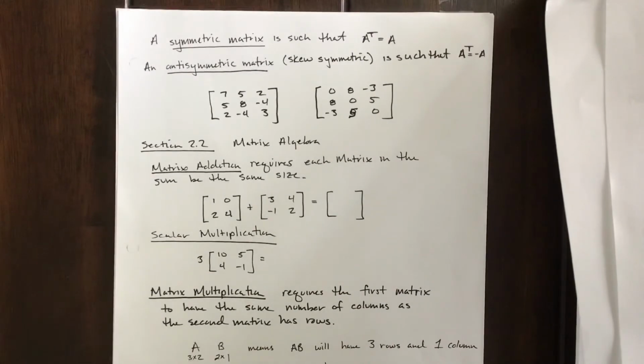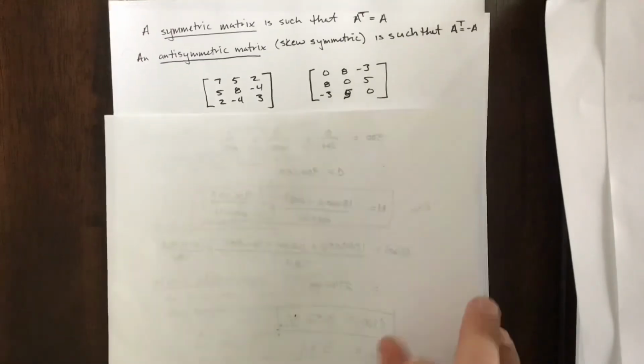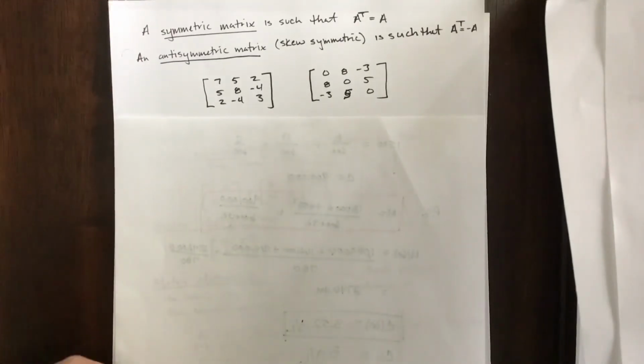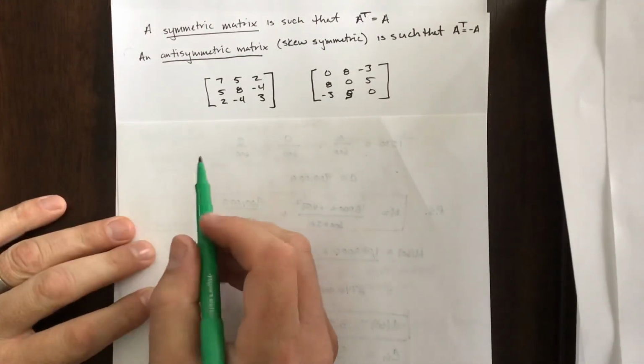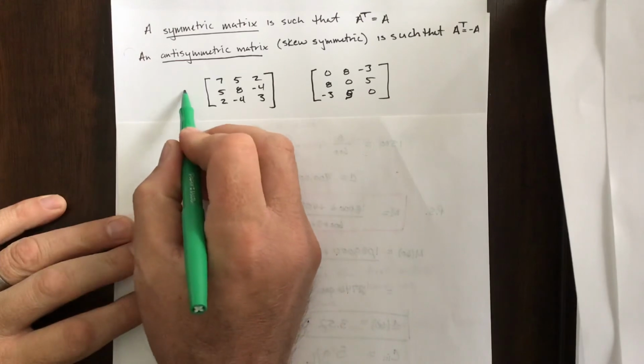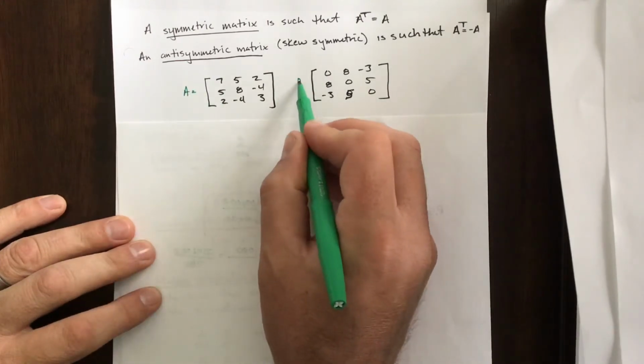A symmetric matrix is one where A transpose is equal to itself. An anti-symmetric matrix, which we'll call skew symmetric, is such that A transpose is equal to negative A. So here we have two matrices. Let's see if they are skew symmetric, symmetric, or none. Here we go. Let's call this A, and let's call this one B.